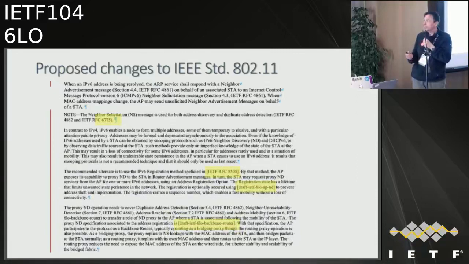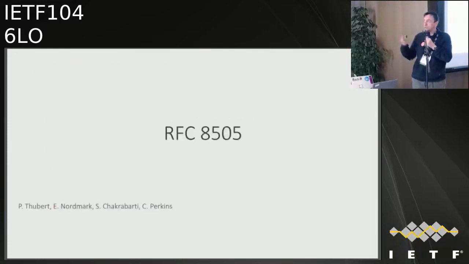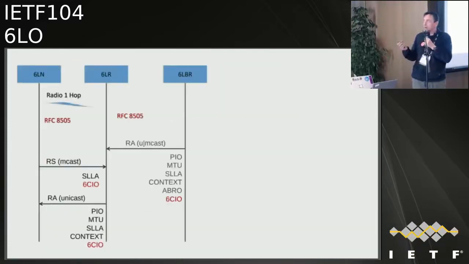Okay, quick summary on RFC 8505. So you've got those three components: 6LN, which is the station for Wi-Fi, 6LR, which is kind of the AP, and the 6LBR, which is a central registrar for all the addresses. And so a wireless device will get an RA. Well, actually, the AP would get the RA. The AP in our case is actually a router.